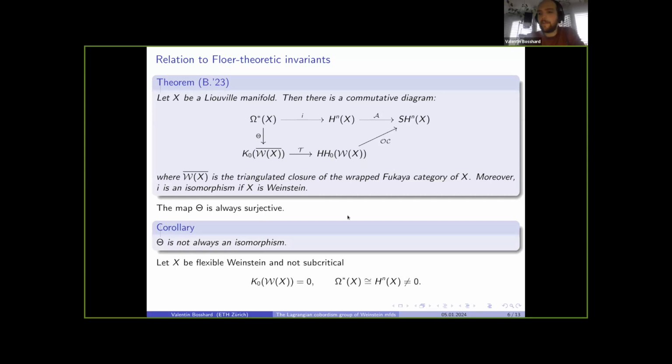This is the following: if X is a flexible Weinstein manifold, then the wrapped Fukaya category is 0, so the K group is also 0, so this group vanishes here. But on the other hand, for the Lagrangian cobordism group, this map is an isomorphism in case X is Weinstein. This was the first theorem. And cohomology is not 0 if X is not subcritical. So because this is an isomorphism, also the Lagrangian cobordism group is not 0. So this produces an example where this map is not always an isomorphism.